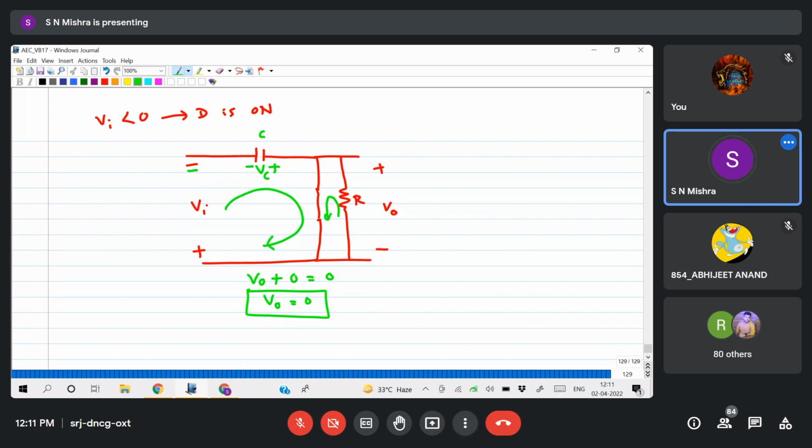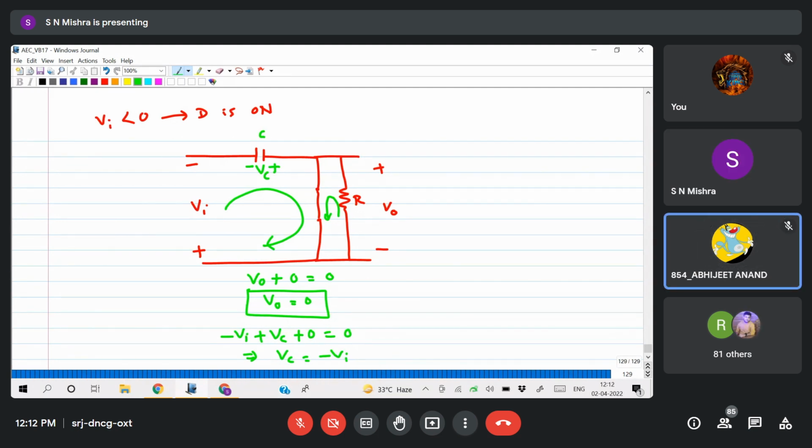Now what about KVL if you apply here? Plus to minus, minus Vi, then across the capacitor, plus Vc minus or plus 0 equals 0. So Vc equals plus V. Okay. Here also minus, no? Plus to minus, minus to plus, plus. That is correct.